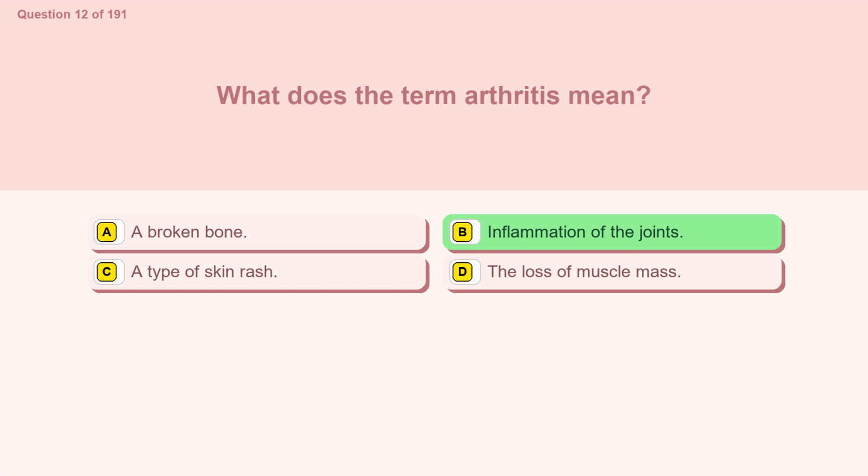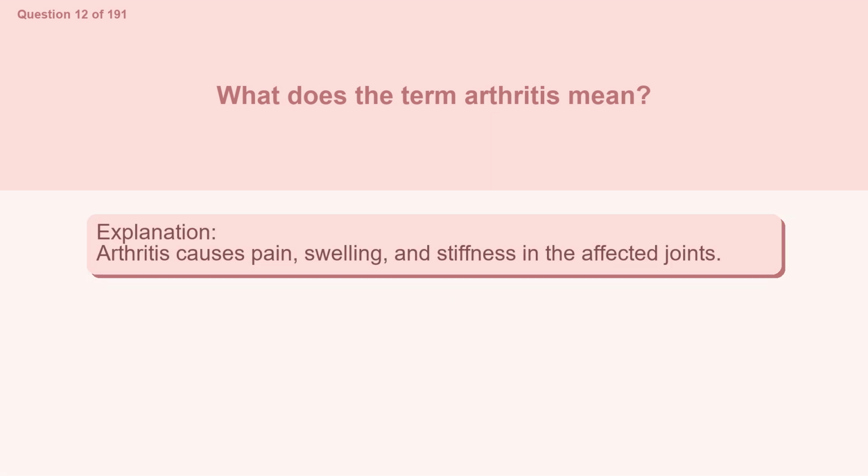The correct answer is option B. Inflammation of the joints. Arthritis causes pain, swelling, and stiffness in the affected joints.